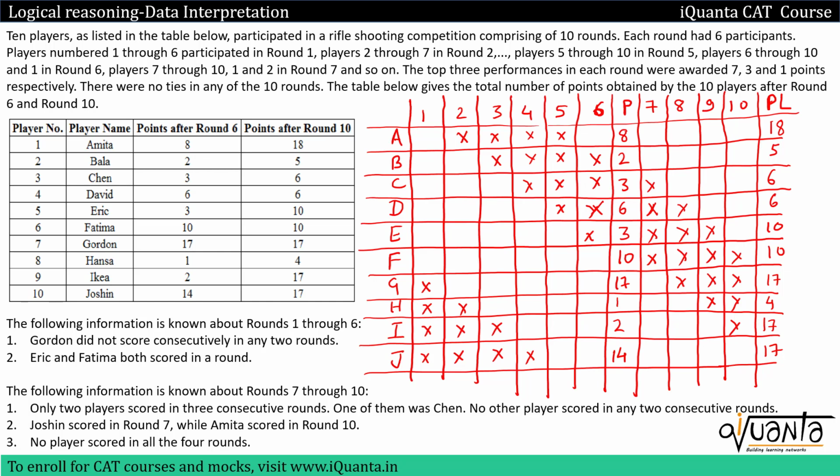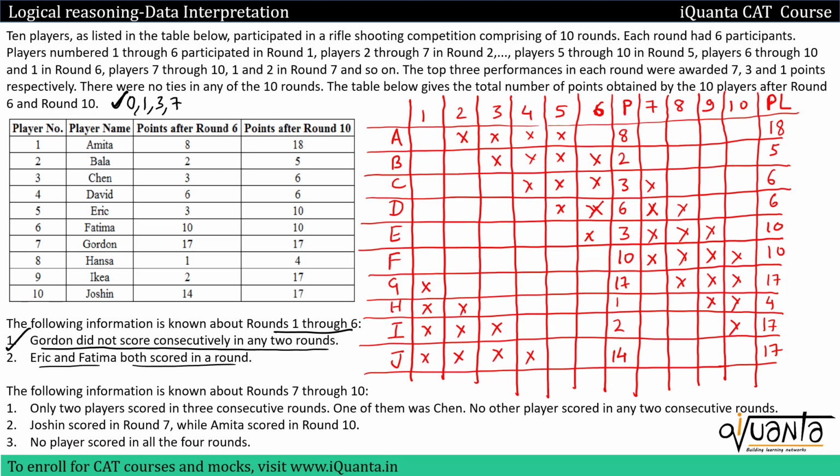Let me read some information that was given to us about round 1 to 6. The first point is Gordon did not score consecutively in any 2 rounds. Eric and Fatima both scored in a round. For now we have too many spaces for Gordon, Eric and Fatima, so we are not sure where they will score and where they won't. The points that one can score will only be 0, 1, 3 or 7. 0 means that particular player is not scoring any point in that particular round.